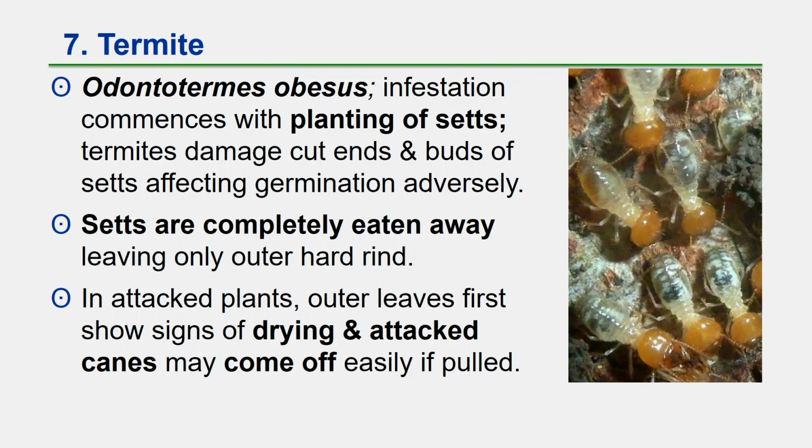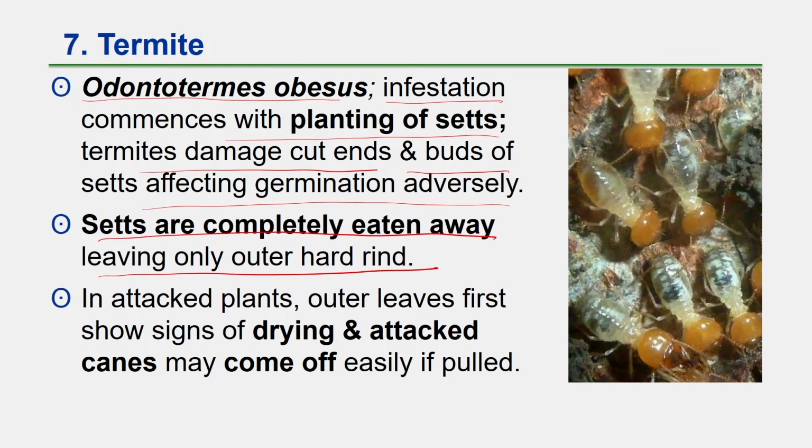Next is termite. I think each one of you understands what the damages are and how it does the damage to the sugarcane crop. So scientific name is Odontotermes obesus. Infestation commences with planting of sets, means right from the sowing time. Termites damage cut ends and buds of sets affecting germination adversely. Sets are completely eaten away, leaving only outer hard rind. In attacked plants, outer leaves first show signs of drying, and attacked canes may come off easily if you pull them.